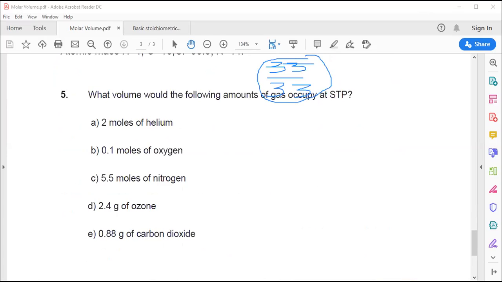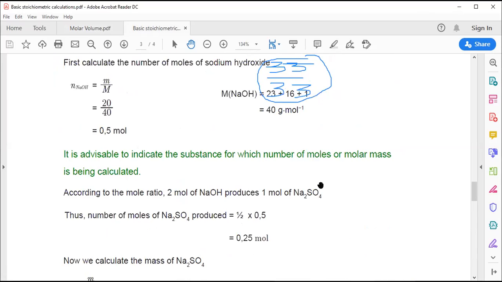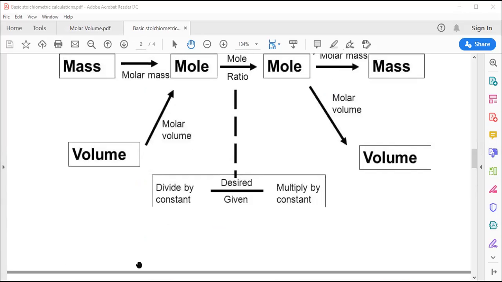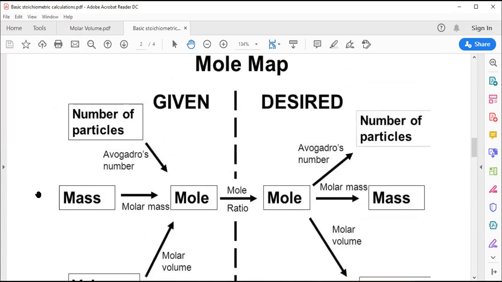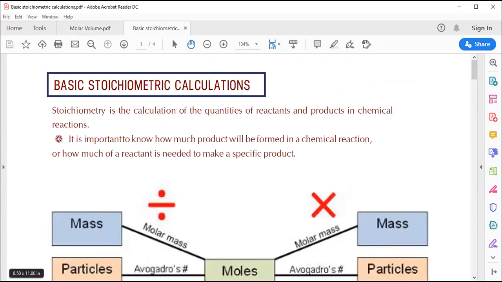Right. Let's move on to today's lesson. Today's lesson, we're looking at stoichiometry calculations. These are calculations now using everything that we've learned from the 4 formulas that we've been doing. Learning all of that, we now need to apply that and solve problems. Right, so let's start with the definition for stoichiometry.